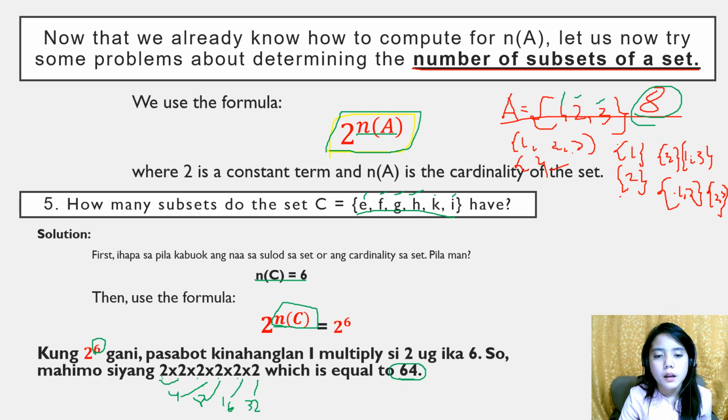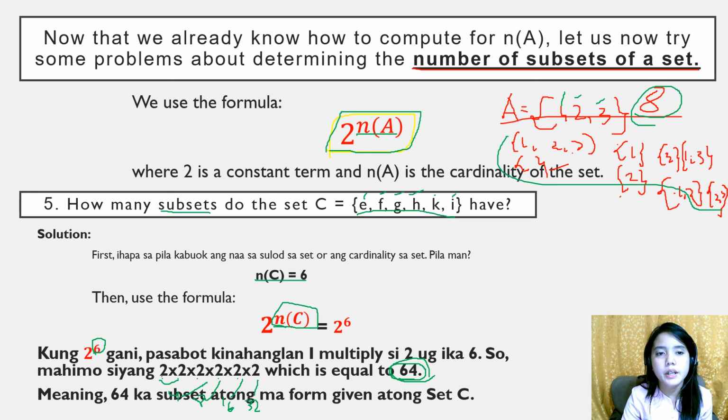So, kung ato na siyang isa-isahon na siya tanan, parihason na to siya ani. Okay? Ang number sa subset na atong ma-form is 64 kabuok. So, no need na isa-isahon kay hastang daghana. Okay? So, ang anaon siya pag-compute for the subset. Okay. Let's now proceed to another example.